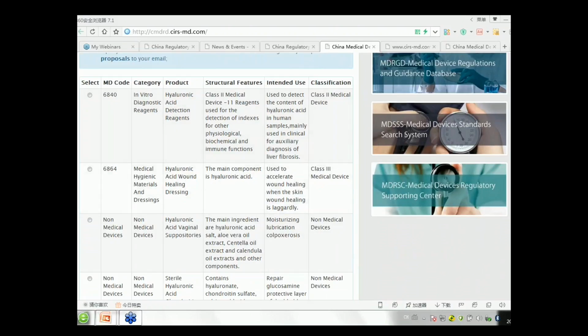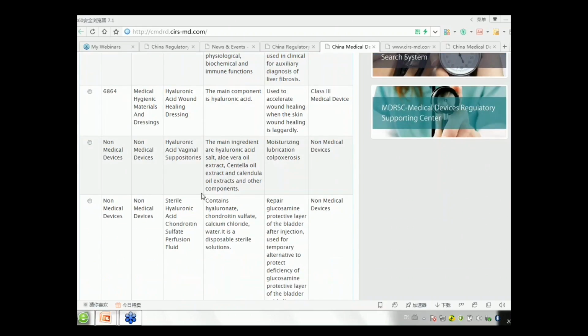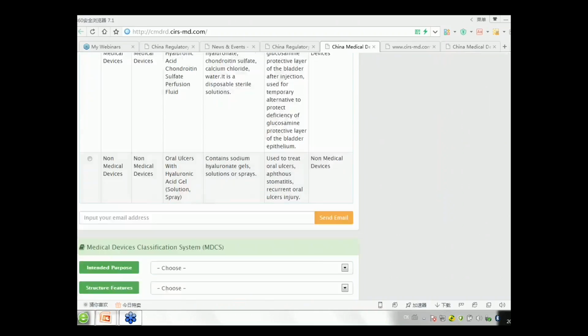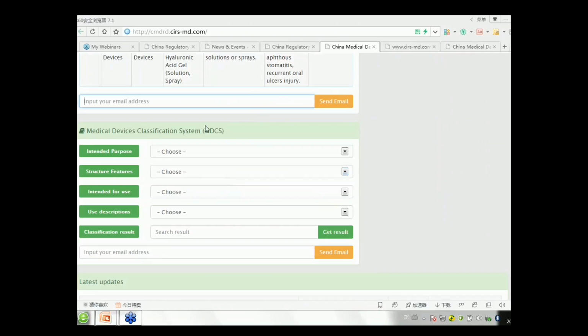Cool. You can see we got a total of five products related to hyaluronic acid, and we got the structural features and intended use, and some very detailed descriptions of the product. So you must have gotten the information of your product, and if you would like to get this information, just click it, input your email here, and then send the email. Then you will get an automatic system response by email to tell you the result for your product.